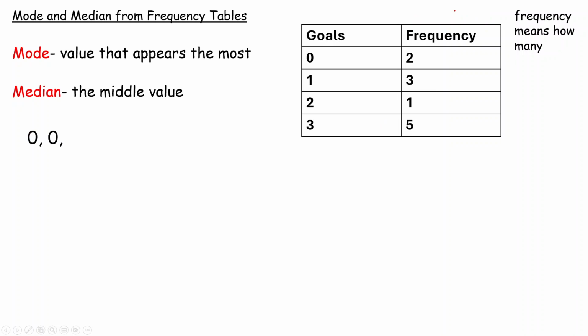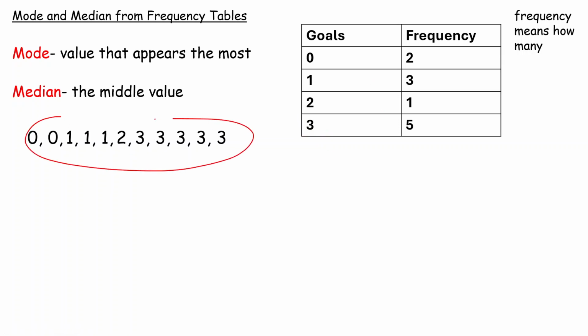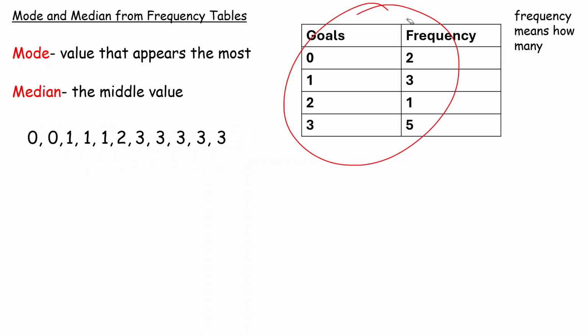And just to show you what's going on in context here, 0 goals were scored twice, so you've got 0 appearing twice. 1 goal happened 3 times, so you've got 1 occurring 3 times. 2 goals happened once, so you can see you've got 2 once. And 3 happened 5 times, so there should be 3 5s, and there you go. This is what the table is showing, just in table format because it makes things quicker and easier to read.